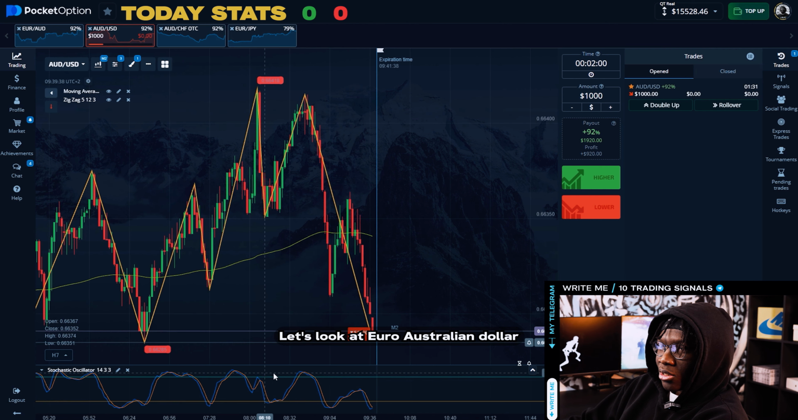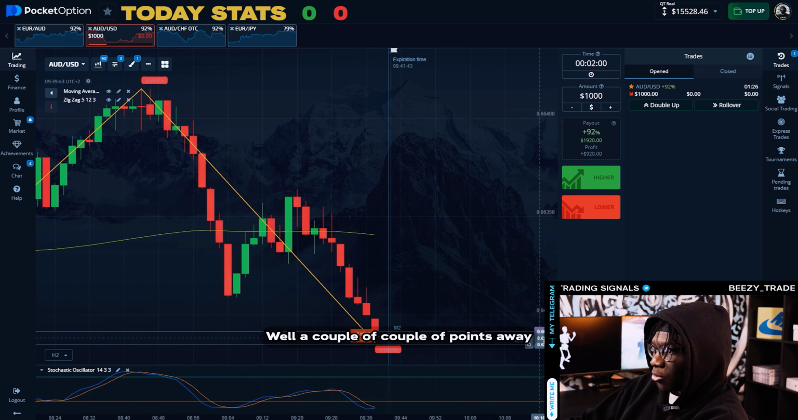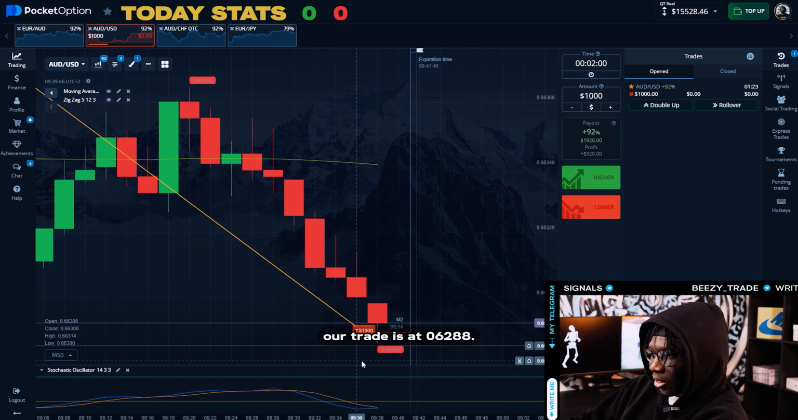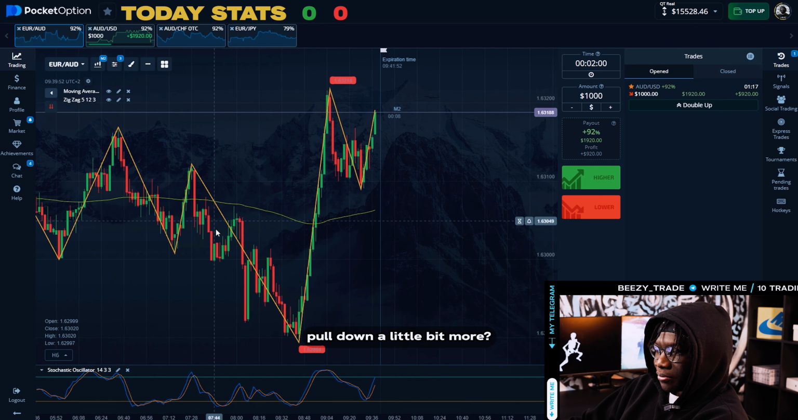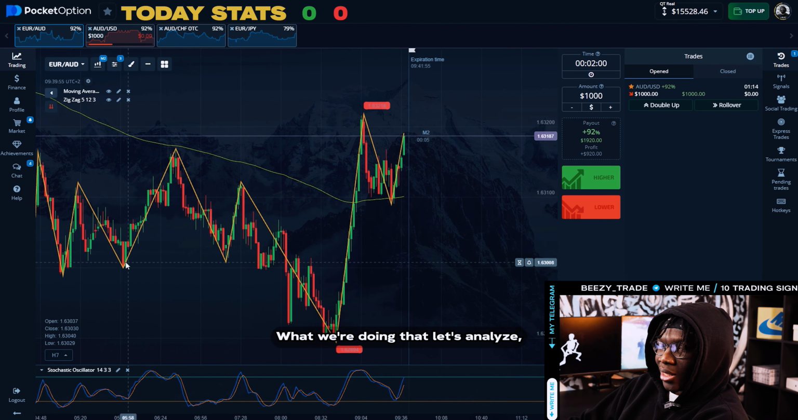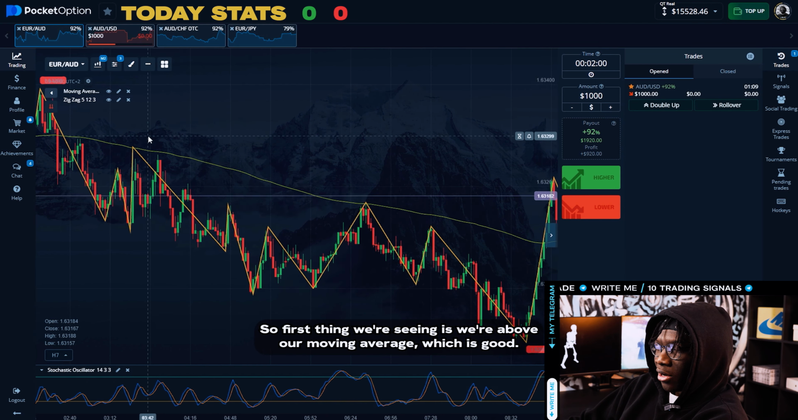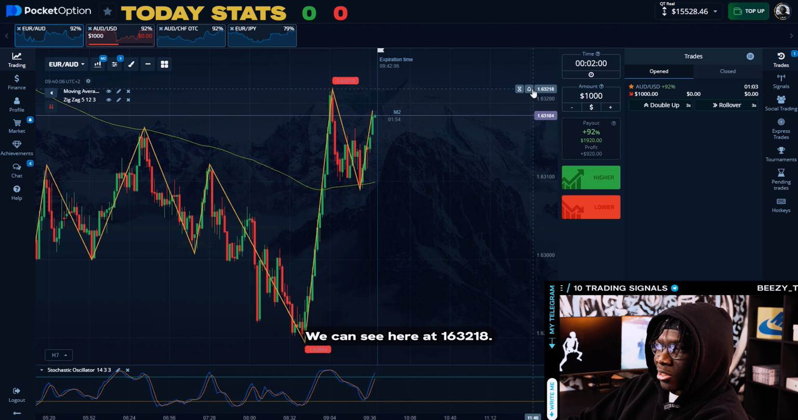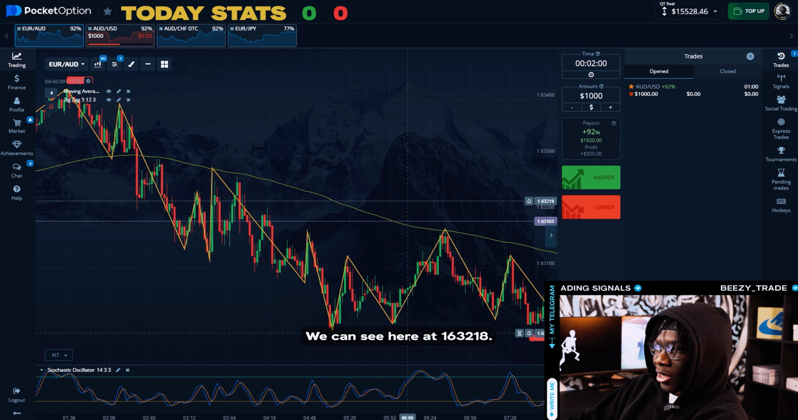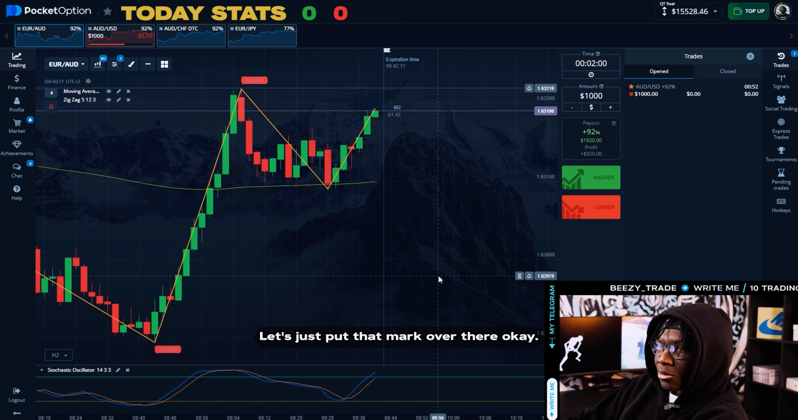So let's look at Euro, Australian dollar, while we're waiting for that trade to hit. We're a couple of points away. Our trade is at 06288, and we just need it to pull down a little bit more. While we're doing that, let's analyze Euro, Australian dollar. First thing we're seeing is we're above our moving average, which is good. Now the next thing we're looking for is the highest point right here. We can see here at 163218, that's one. And let's look for another right here. Let's just put that mark over there.